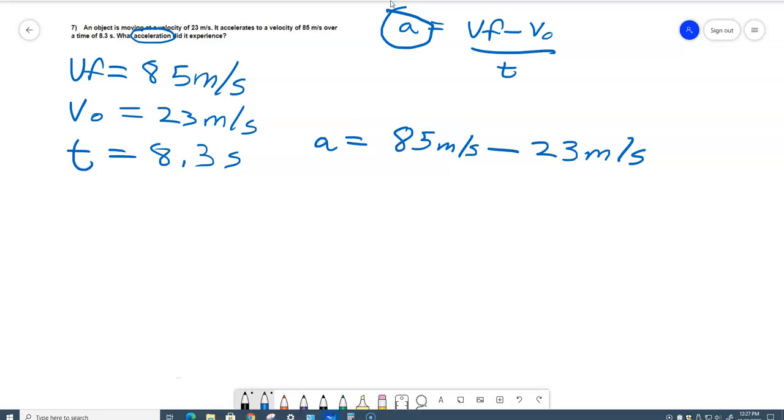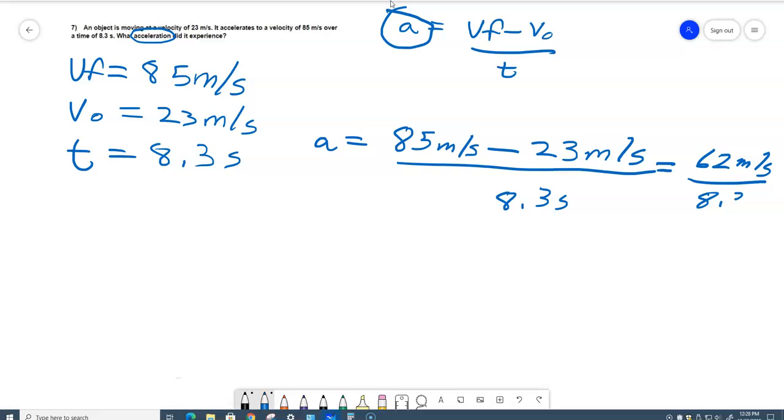That's 23 meters per second in really nasty handwriting for 8.3 seconds. Okay, so from here I will say, what is 85 minus 23? 62. 62 meters a second over 8.3 seconds.